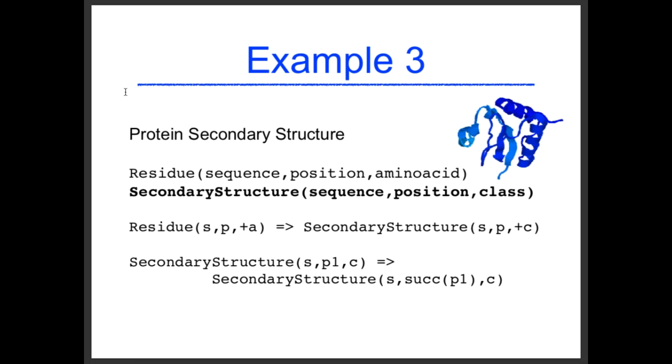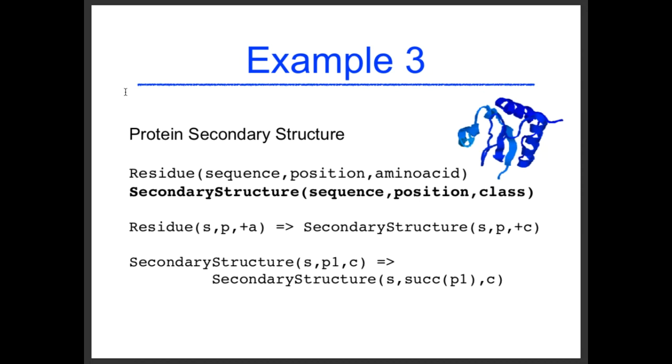typically, if this is written in logic, if in sequence S, position P1 is of class C, so for example is within a helix, then also the successor of P1 is also a helix. Typically, it's like that. So this is a rule that you would like to write in MLN or in Problog or in LPADs.